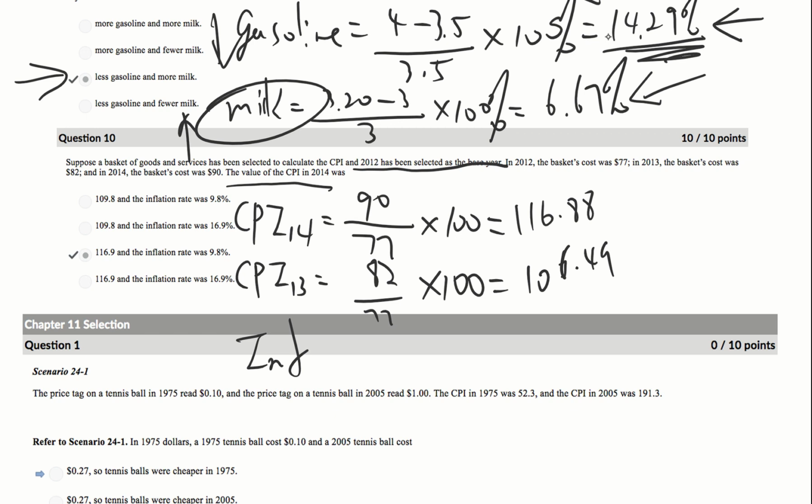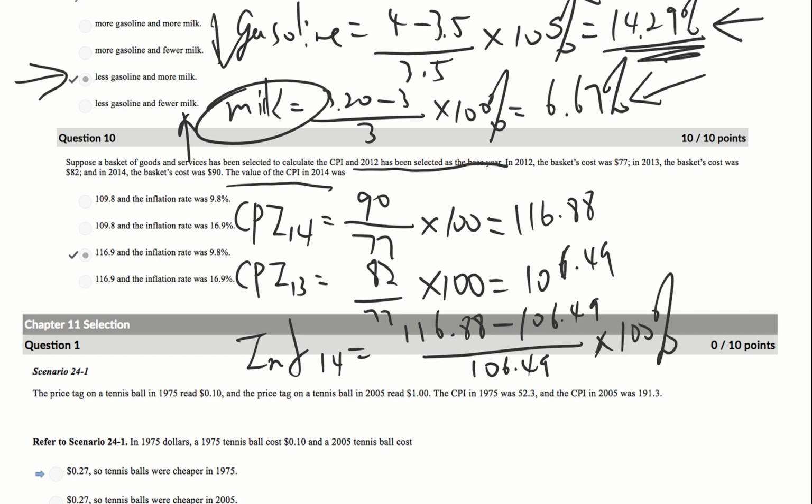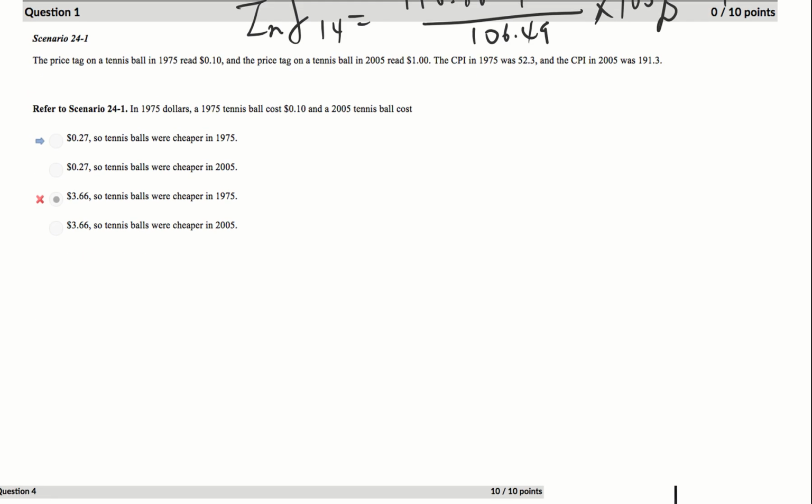So inflation of 2014, you're going to use your 2014 CPI minus our 2013 CPI over 2013 CPI times 100%. All right, so if you do the math right, this should be 9.8%. Okay, so the answer is going to be C. All right, so next question.